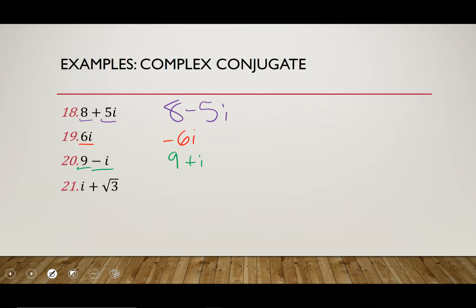So notice the imaginary part's written first and the real part's written second. Do not say the complex conjugate is i minus square root of 3, because you would be wrong, okay?